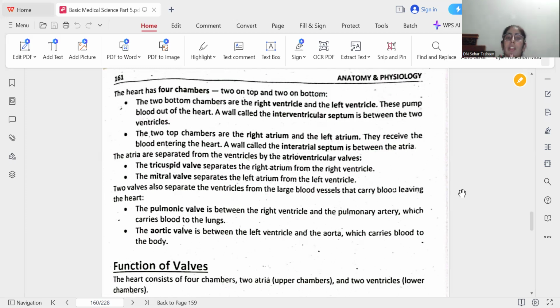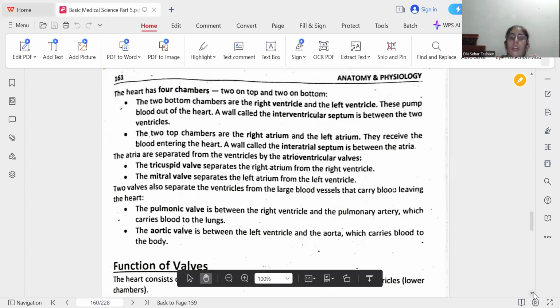Valves also separate the ventricles from the large blood vessels that carry blood leaving the heart. The pulmonic valve is between the right ventricle and the pulmonary artery, which carries blood to the lungs. The aortic valve is between the left ventricle and aorta, which carries blood to the body. Function of valve क्या है?